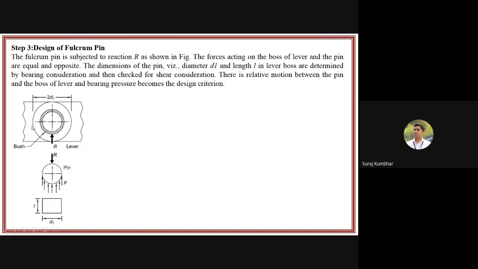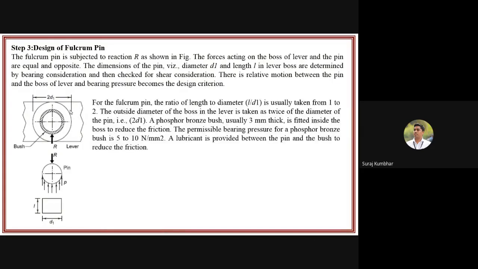There is a relative motion between the pin and the boss, or you can consider it a bush, so the bearing pressure becomes the design criterion. According to the bearing pressure, we are going to find the dimensions of the fulcrum pin. For the fulcrum pin, the ratio of length L1 to diameter d1 is usually taken from 1 to 2. Just remember this.